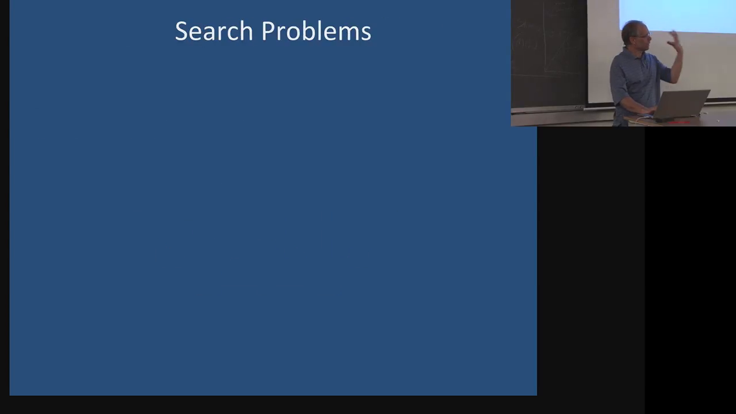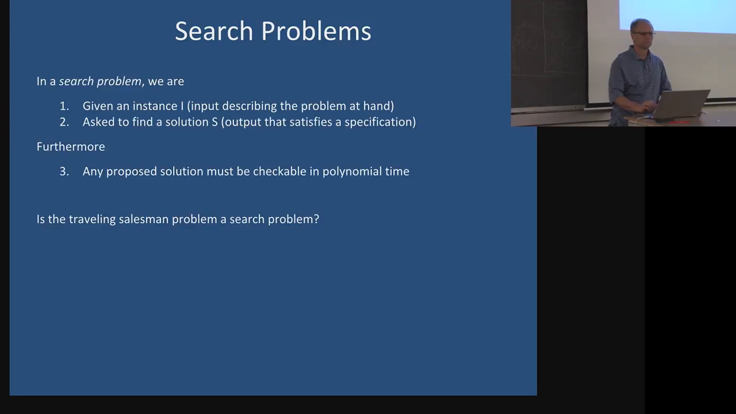Now, we're going to define what's called a search problem. We'll come back to this example shortly. In a search problem, we're given an instance I that describes the problem at hand, and we're asked to find a solution, an output that satisfies the specification. But the other requirement we're going to make is that any proposed solution must be checkable in polynomial time.